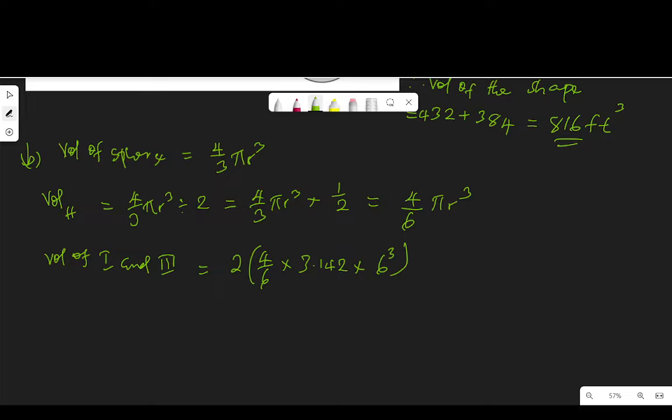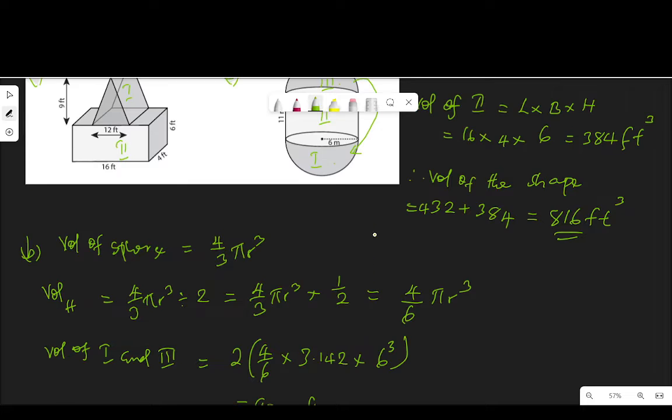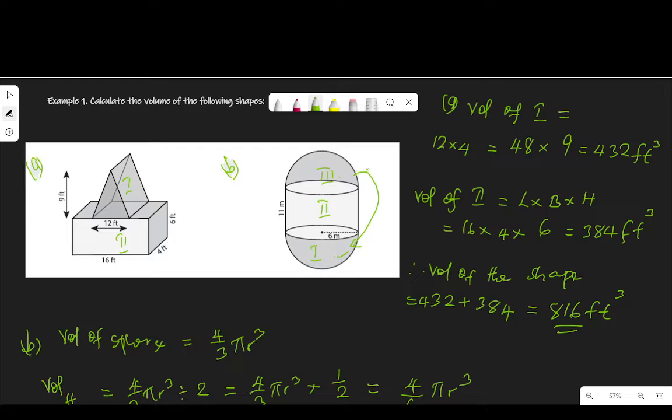divided by 6, this 6 right here, divided by 6, that gives me 452.5 approximately, then multiply by 2, 904.9 approximately as the volume of this hemisphere and this hemisphere. Now let's get the volume of this cylinder.